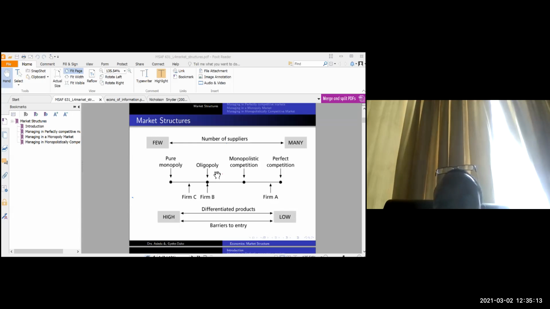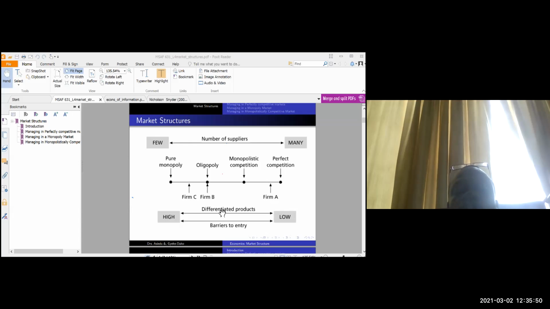Okay, so the two extremes. If you take the number of firms or number of suppliers, if you have many of them in the market, you have perfect competition. If you have just one firm, so if you're approaching few, then you're approaching monopoly. If you have a single firm, you have pure monopoly. So that is the first characteristic, the number of suppliers.